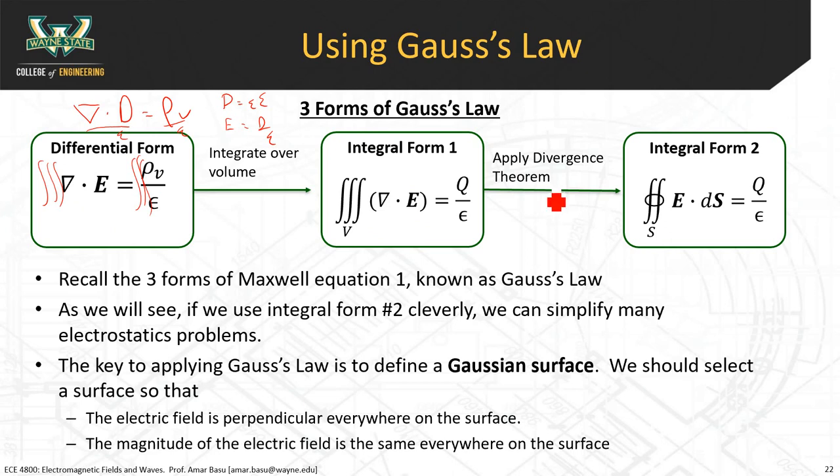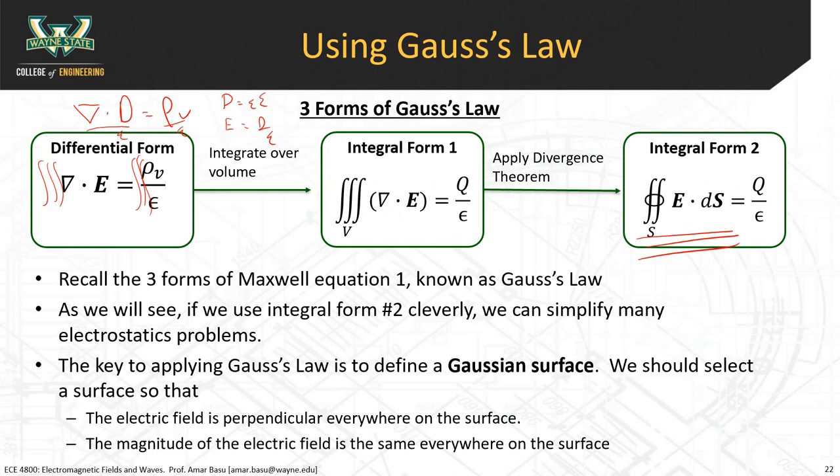Another integral form of this is where you apply the divergence theorem. Okay? So if you recall the divergence theorem, we don't have time to go over it again, but this volume integral of the divergence can be converted into a surface integral over a closed contour. You can go back and look at the lecture slides from when we talked about the divergence theorem. So both of these two integral forms are equivalent. And Gauss's law takes advantage of this one. Okay?